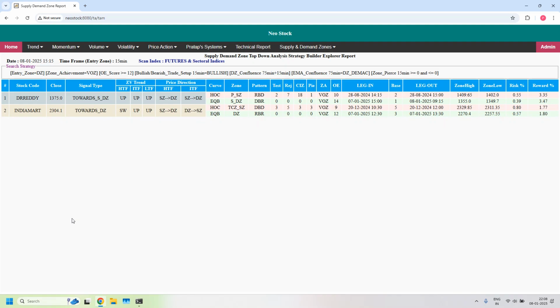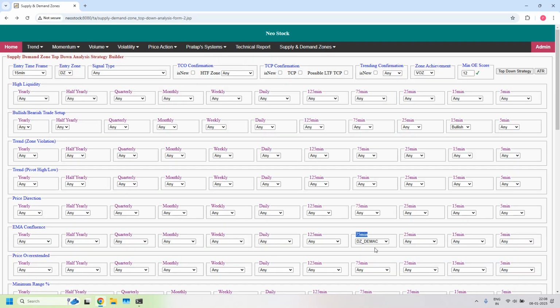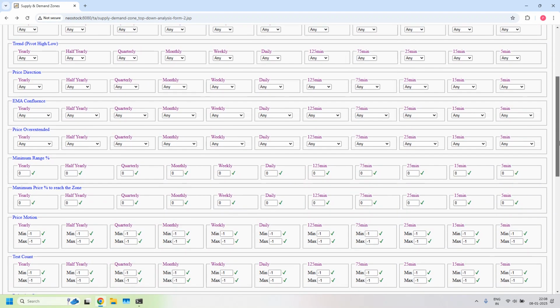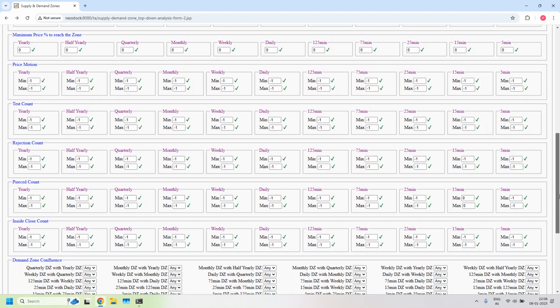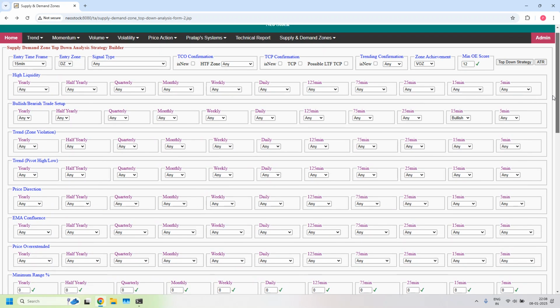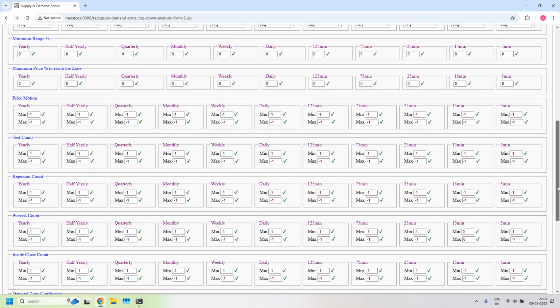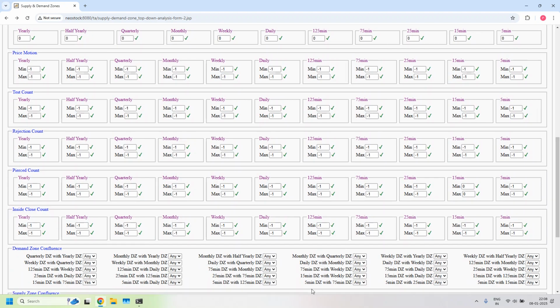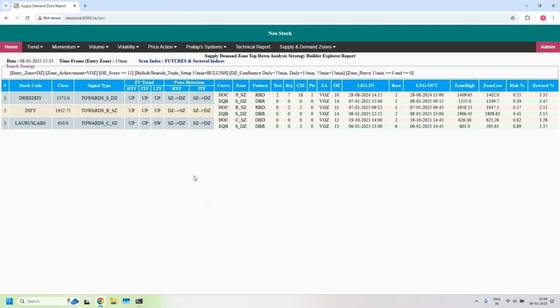Okay, next let us look for LTF, ITF, HTF demand zone confluence. Remove the EMA filter. That is 15, 75 and daily demand zone confluence. So the first filter is already enabled in the demand zone confluence, the 15 minutes demand zone. Next, 15 minutes demand zone with daily demand zone confluence. 75 minutes demand zone with daily demand zone confluence. With all the 3 filters, we got 3 stocks.